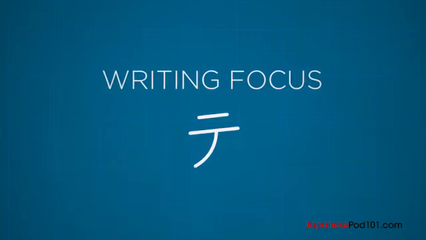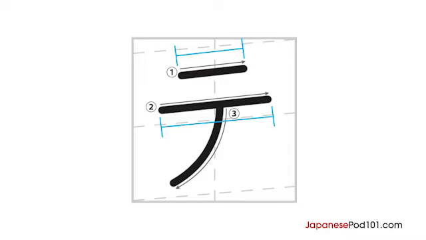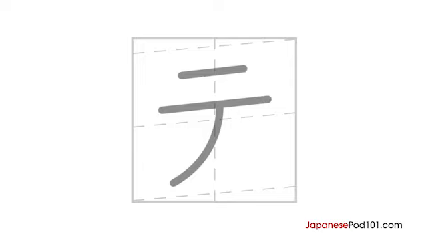Katakana te is written in 3 strokes. The first 2 strokes are 2 parallel horizontal lines which both go from left to right. The second stroke is longer. The third stroke starts from the middle of the second stroke and it is a short diagonal line curving to the left. Okay, let's see it again.